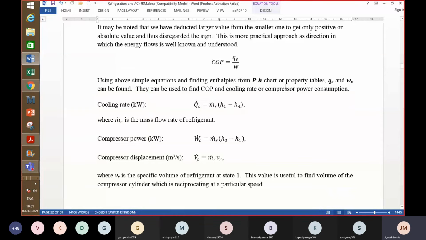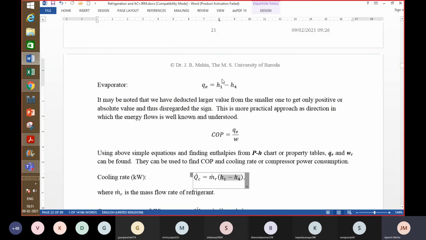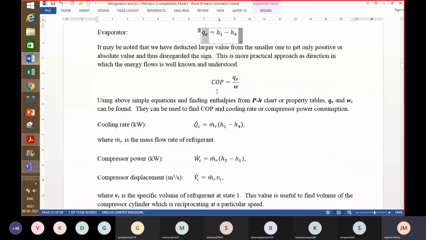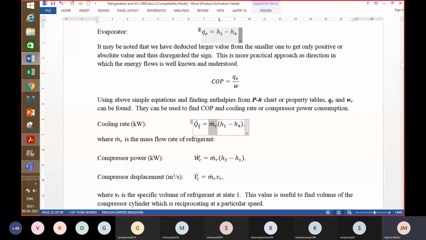So how can you get the cooling rate? Like you have H1 minus H4, which is QE. Right? This is nothing but QE. H1 minus H4 multiplied by the mass flow rate of refrigerant will give you the cooling rate, and the unit would be kilowatts. And you are interested in that number: what is the rate of cooling provided by your system?